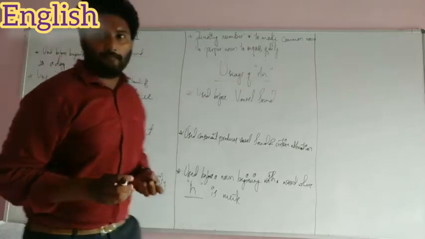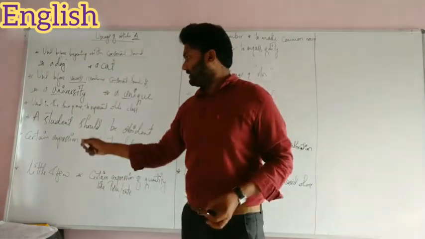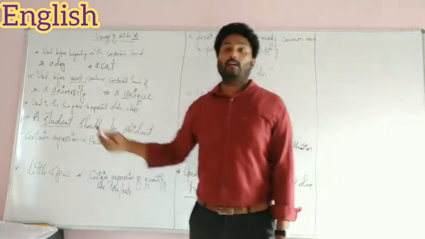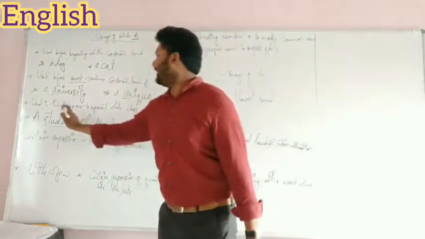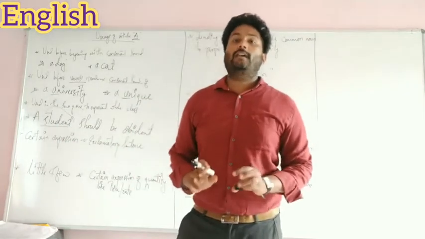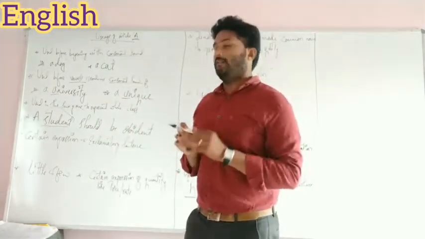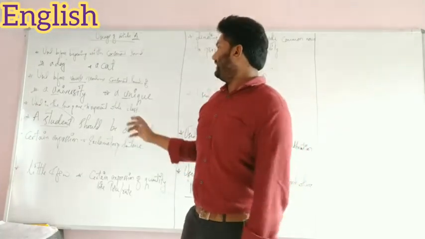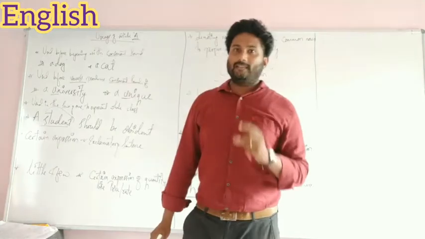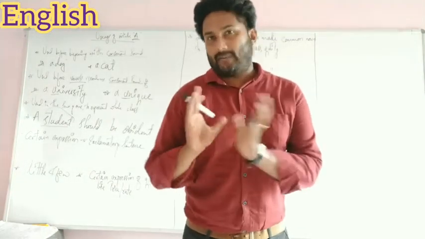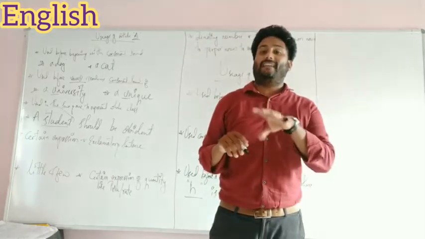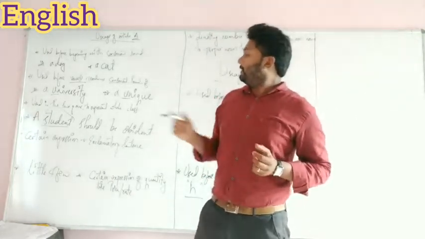See the example. It represents the student category, the whole class of students. Students should be obedient. A student should be obedient. Like this, A is also used in the sense of one. ಒಂದನ್ನ ಇಟ್ಕೊಂಡು ನಾವು ಇಡೀ ವರ್ಗವನ್ನು ಕುರಿತು ಹೇಳುವಂತದ್ದು ಏನಪ್ಪ ಅಂದ್ರೆ ಎ ಅನ್ನುವಂತ ಉಪಪದವನ್ನು ಬಳಸ್ತೀವಿ.